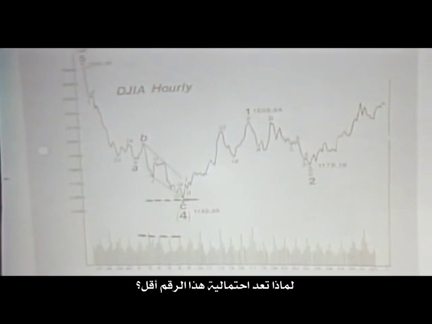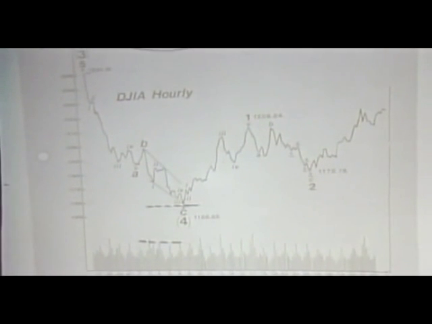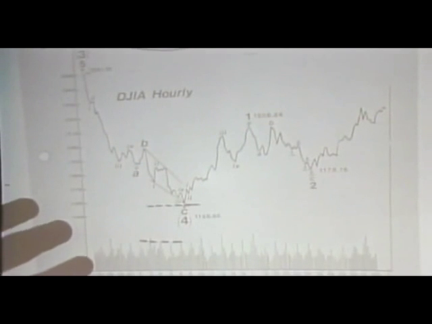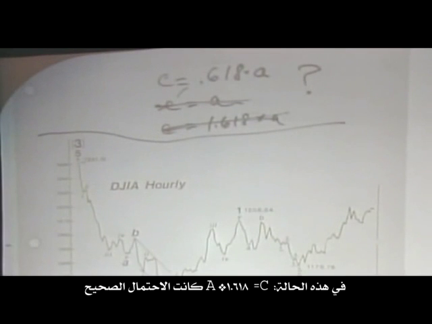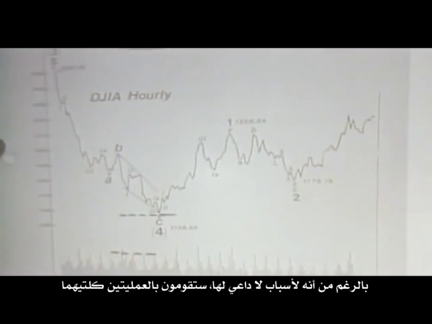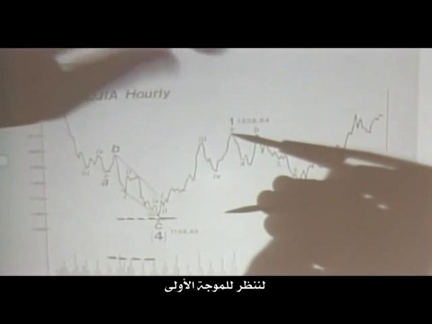Now, why is that target less likely? Because it's down in the volume on your chart. So in this case, let me just say, C equals 0.618 times A was correct, although, in practical purposes, you would look at both. Let's take a look at wave 1.